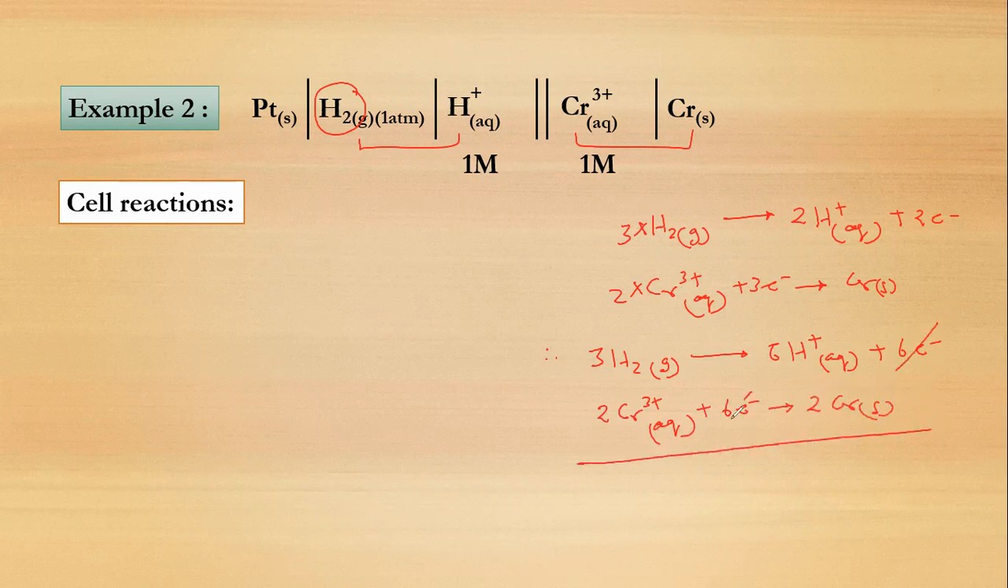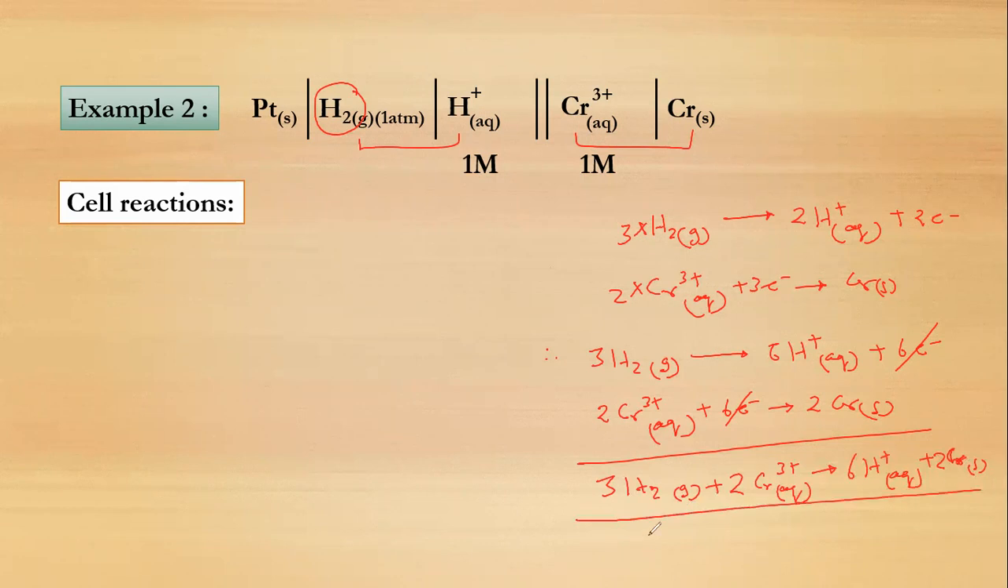We are cancelling the electrons. Finally, what do we get? 3H2 gas plus 2Cr3+ aqueous will convert to 6H+ ions plus 2Cr solid. I hope you understood this part.